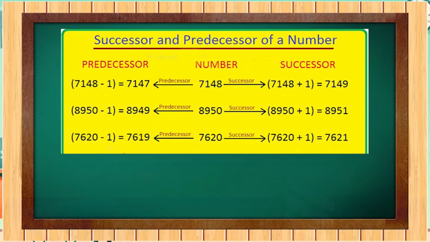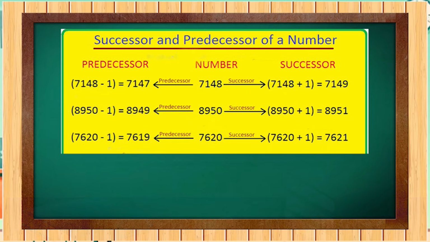Now let's look at the successors and predecessors together. Here I have some bigger numbers, but I'm sure that you will find it quite simple to get through. Remember, the predecessor is the number that comes before, and you use the subtraction method to find that answer. The successor is the number that comes after the given number. You use the addition of 1 to find the answer for successor. So let's look at the first one.